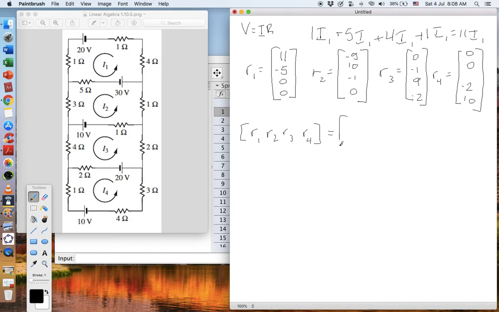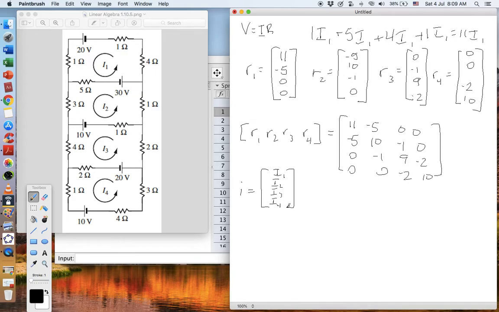And this is equal to, let's put all these together. Equal to that matrix there, and then we've got our I matrix, is equal to I1, I2, I3, I4. And again, R times I equals V.